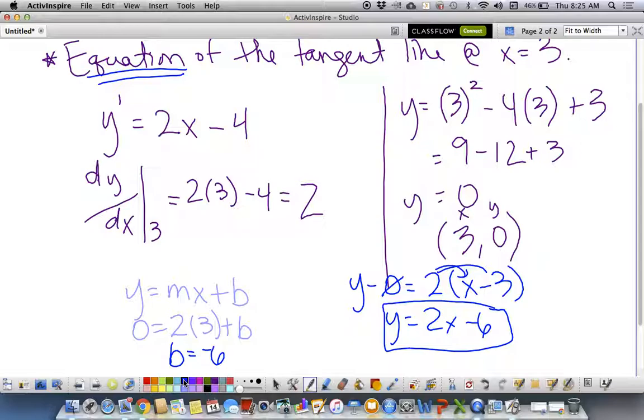Okay. Can we do another one? Yes, we can. This is the equation of the tangent line. Do we need to look at a picture?